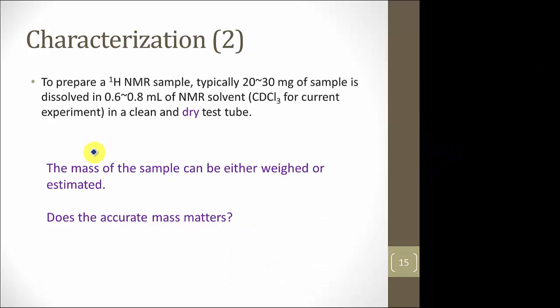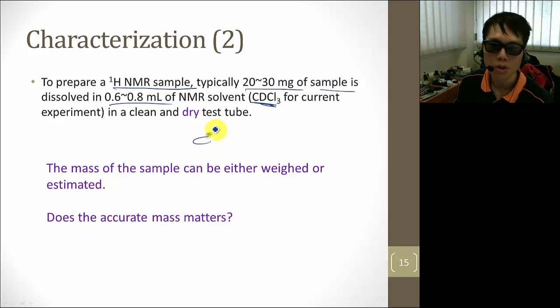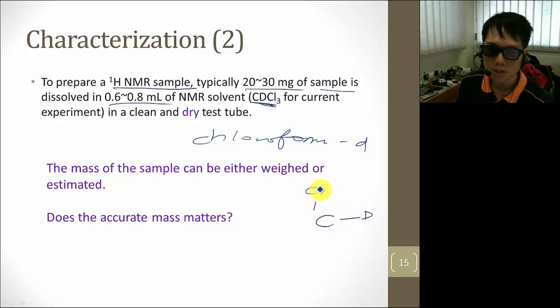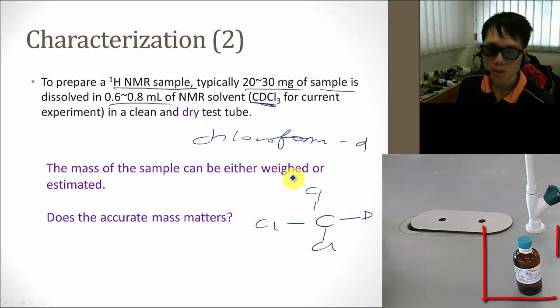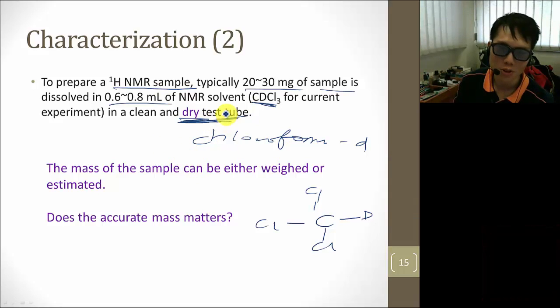So how do we prepare the NMR sample? So we are scanning the hydrogen proton NMR sample. Typically we will need about 20 to 30 milligrams of the sample dissolved in this much of an NMR solvent. Okay, CDCl3, we call it deuterated chloroform, CDCl3. Okay. Again, must be a dry test tube. If it's wet, you see a very strong signal for the presence of water, the hydrogen in water.